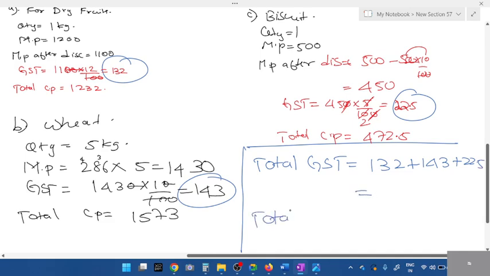Total mark price or total cost price is equal to, take all the cost prices: 1232 plus 1573 plus 472.5. Just quickly go through. Be quick. I'll do the next one.